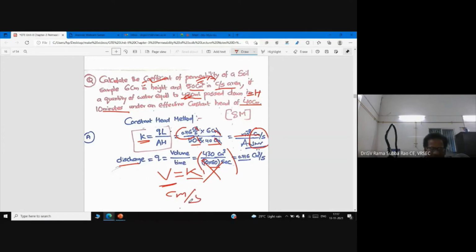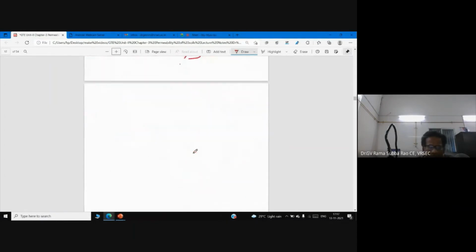So now this is about how to conduct the constant head permeameter test, and also how to determine. Our objective is very clear. Our aim is to determine the coefficient of permeability of the soil, and I just now presented one numerical example on how to determine the coefficient of permeability using the constant head method. Now it is the right time to discuss.